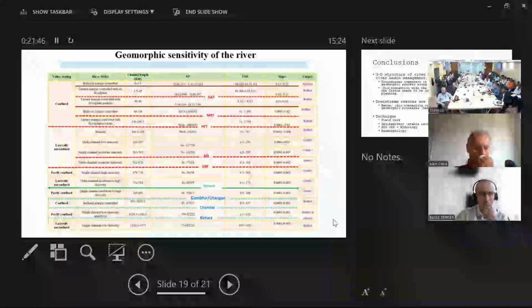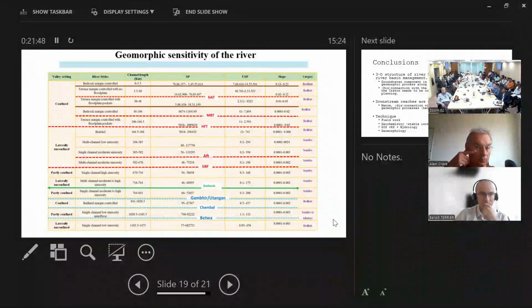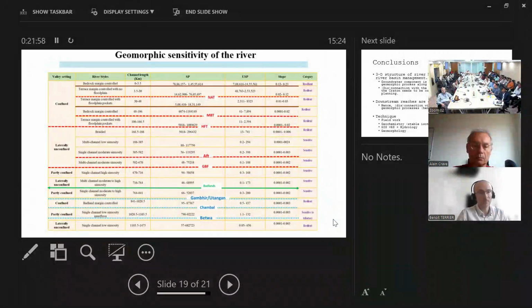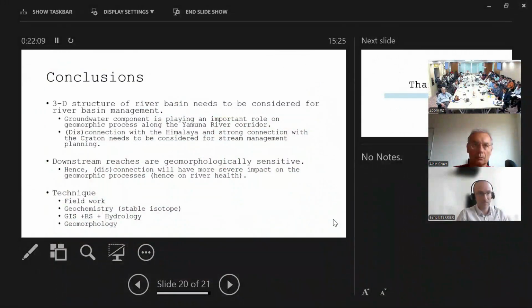But what we find is that any major changes in the semi-arid part, which is the Chambal and Betwa rivers, will have a direct impact on the river health of this part. So it is sensitive because of the tributary nature. So sensitivity is also different. Otherwise, in the Himalayan part, not many changes will happen in terms of the geomorphological part. So with this, I will end my talk.